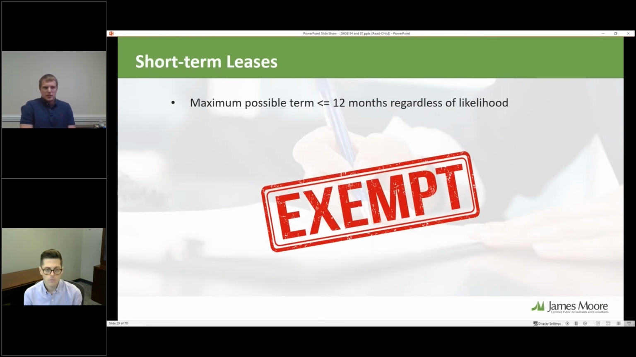All right, short-term leases. If the maximum possible term is less than 12 months, regardless of the likelihood, then it's going to be exempt from GASB 87. I know probably a lot of you have thought about this already. Just keep in mind that regardless of the probability, if there is any possibility for options for extensions or renewals, then it would be subject to GASB 87. So for those of you that are planning to restructure all of your lease contracts to avoid GASB 87, make sure there's nothing in there as part of the agreement that mentions anything about any extensions beyond 12 months, regardless of likelihood.